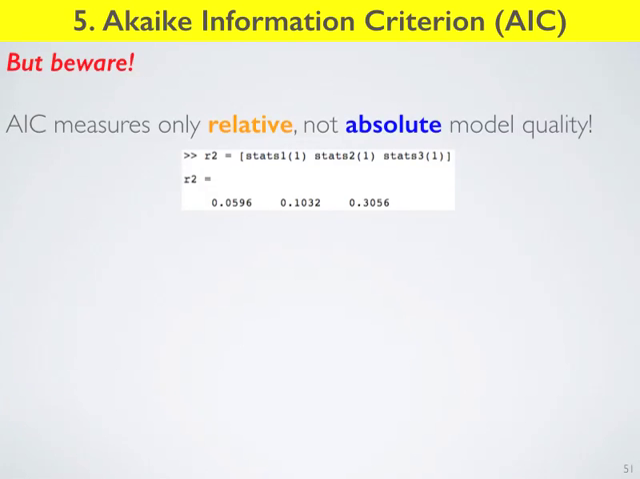Beware, the AIC measures only relative and not absolute model quality. So if you compute the R squared value for these 3 models, they're all horrible. The R squared value for model 1 is like 0.05. Model 2 gets a bit better, 0.1. Model 3, 0.3. But they're still all horrible. And so we say that these models are all horrible. If we had to pick one, we'd pick the third one.